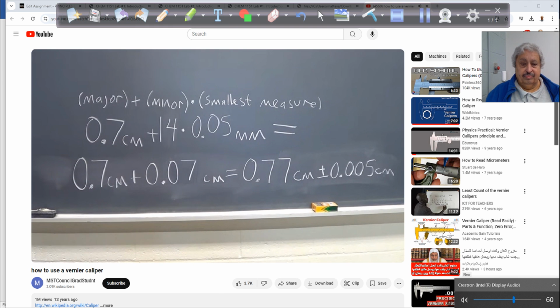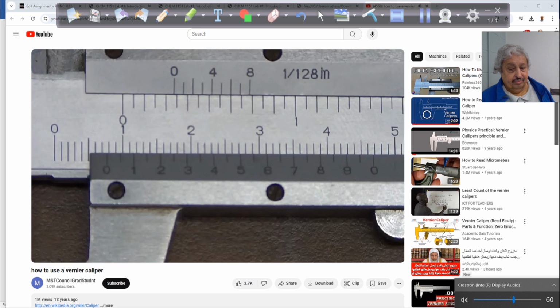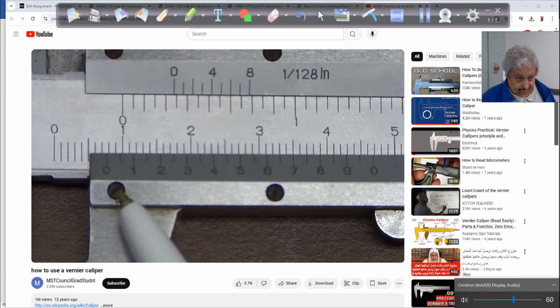As a check, this makes sense because the value should be between 0.7 centimeters and 0.8 centimeters. And if we look back at our original measurement, we see that our 0 mark on the minor scale is close to the 0.8. So 0.77 centimeters makes sense.